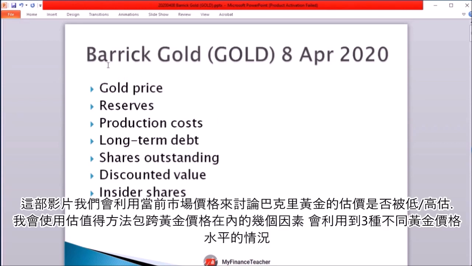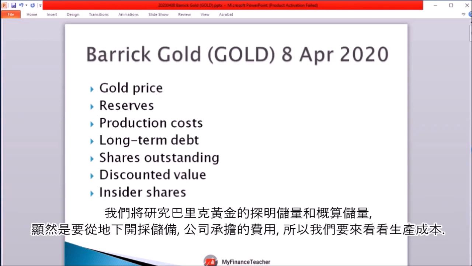So in this video, we're going to talk about valuation for Barrick Gold and compare that valuation to the current market price to determine whether the stock is under or overvalued. In my valuation model, I use several factors, including gold price, and we're going to look at three different scenarios involving three different gold price levels.